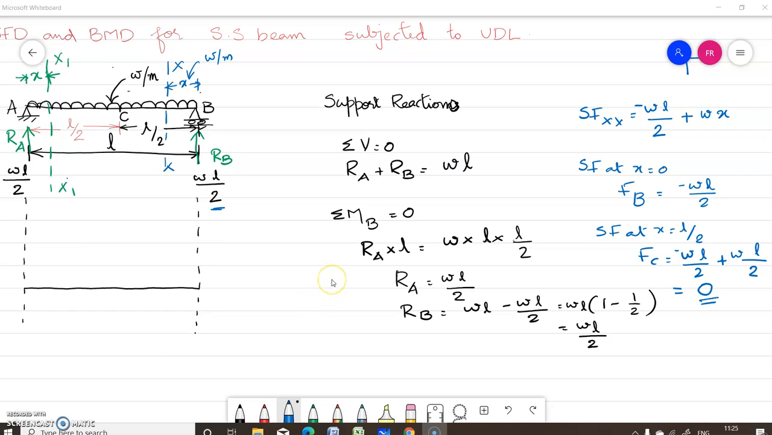Okay, now we will draw the shear force diagram. Shear force at B is equal to minus WL by 2. So let us draw it below the baseline. So this is WL by 2. Shear force at C, you have got as 0. So at the center, this is equal to 0. So let us join these two points. The variation is linear because shear force varies with x.